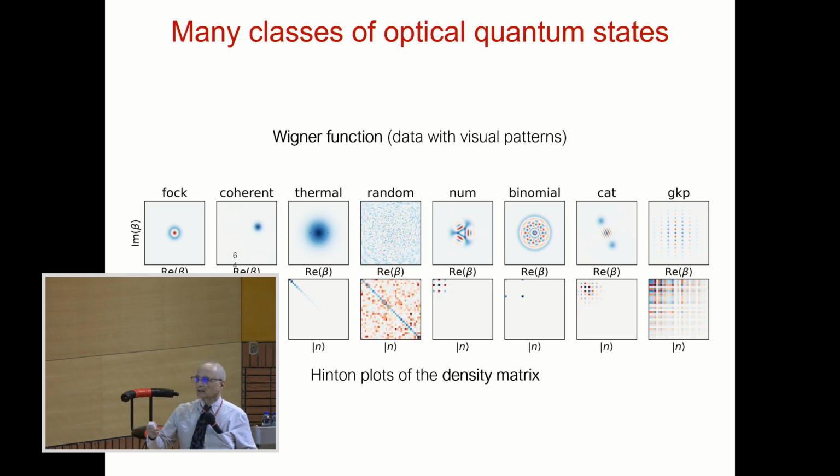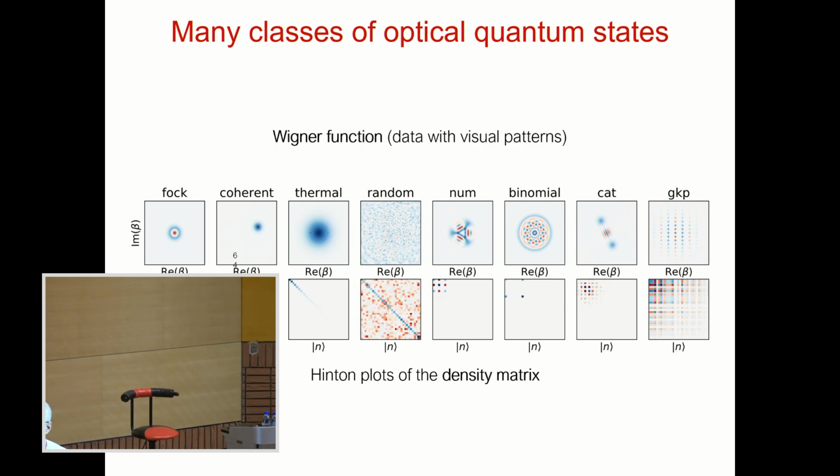So there are many classes of optical quantum states, and it's easier to see this visual pattern with the Wigner function. In this case, we have the Fock state, coherent state, thermal state. Actually, if I do this one here, it's coherent, and if I do it like this, it looks squeezed. The thermal, random, as you can see, looks pretty random.